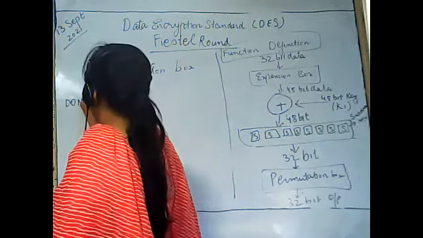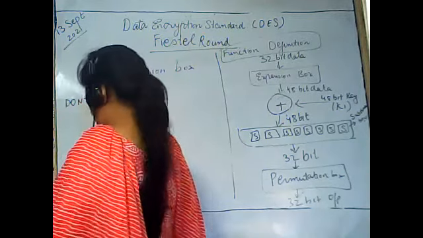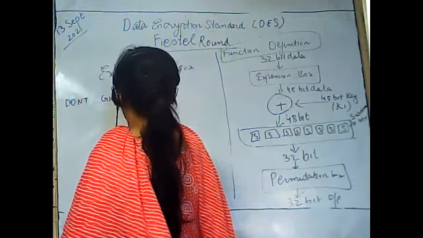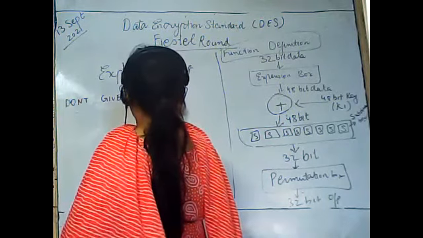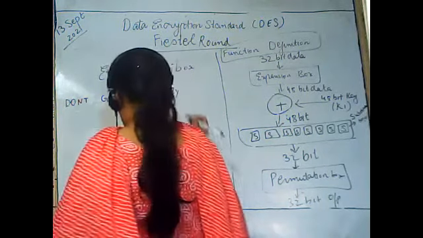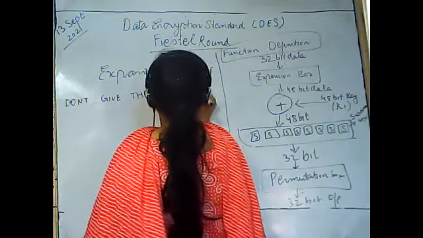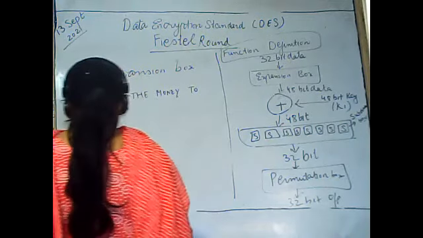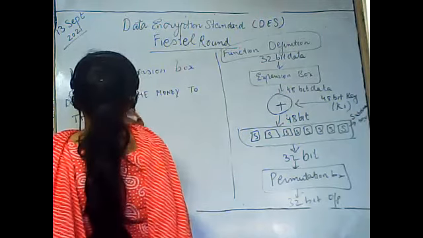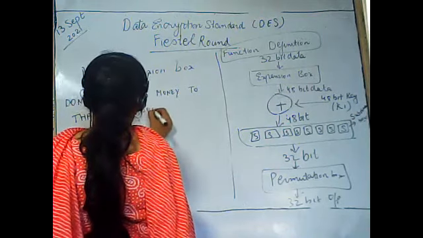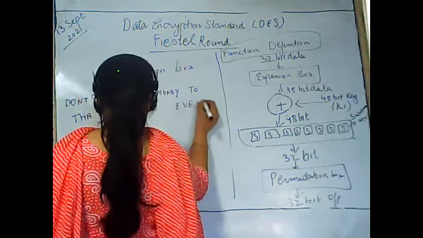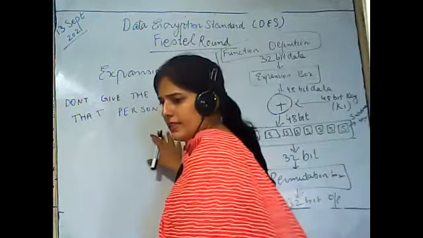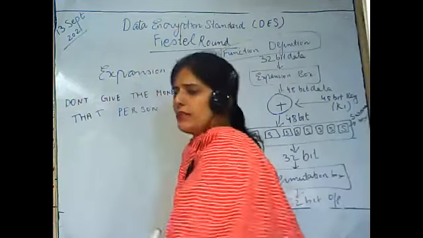Let's suppose the text is: don't give them money to that person ever. Now let's suppose this is any text that is available to you. Now how can you expand this particular data?